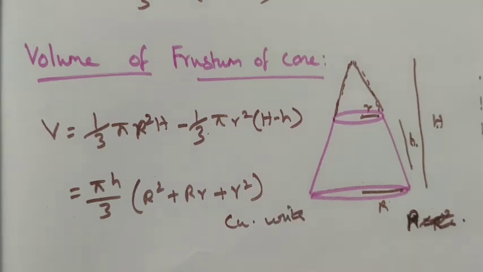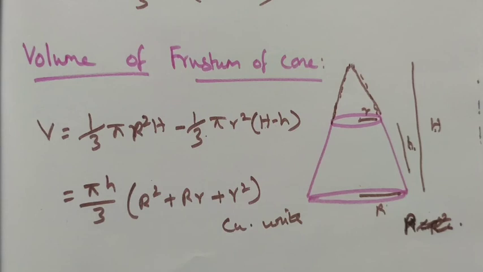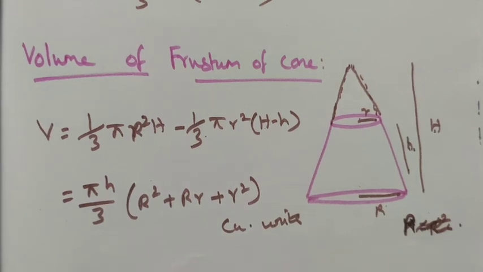If you reduce this, multiplying this, we get the formula: the volume of the frustum of a cone is pi h divided by 3 into R square plus capital R small r plus small r square cubic units.